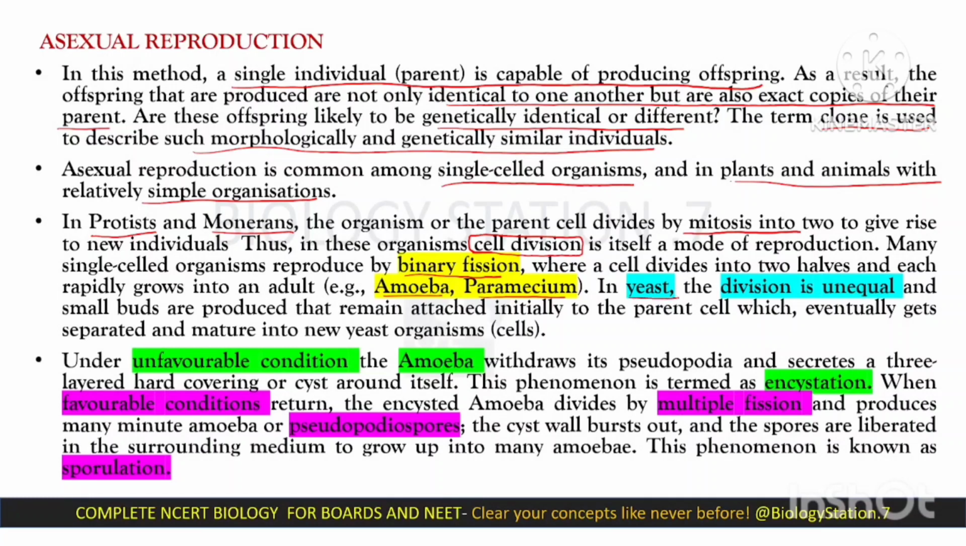Next, in yeast, the division is unequal and small buds are produced that remain attached initially to the parent cell, which eventually gets separated and matures into new yeast cells. Here in yeast, you can see the unequal division which gives rise to small buds. There is bud formation in yeast. These buds are initially attached to the parent and then they separate and form new organisms.